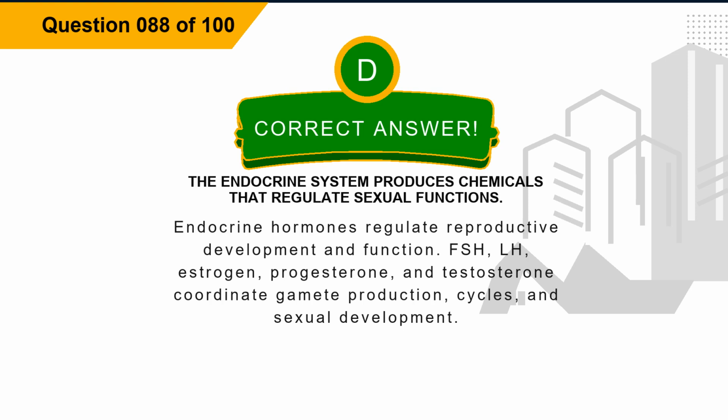The correct answer is option D. The endocrine system produces chemicals that regulate sexual functions. Explanation. Endocrine hormones regulate reproductive development and function. FSH, LH, estrogen, progesterone, and testosterone coordinate gamete production, cycles, and sexual development.